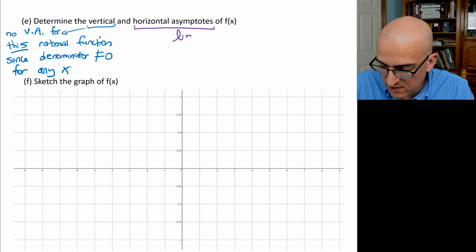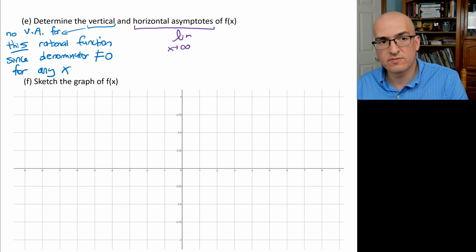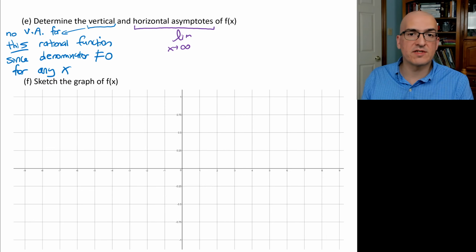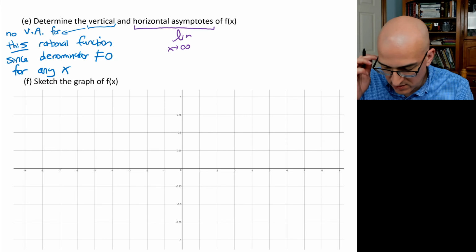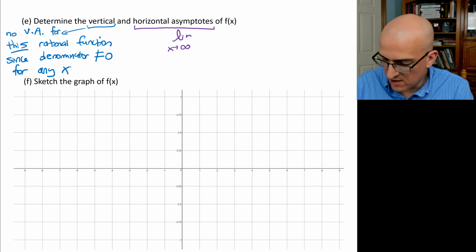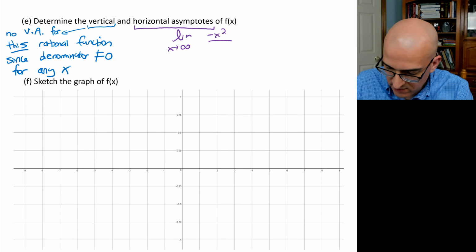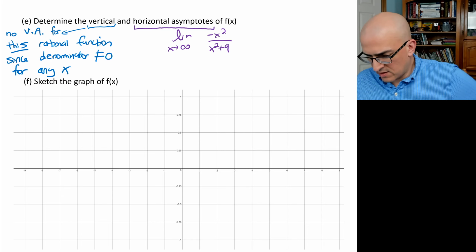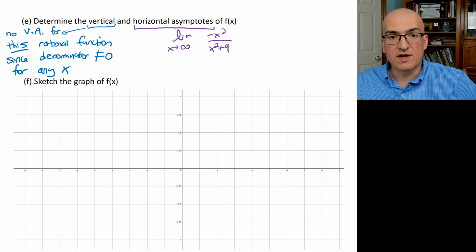Horizontal asymptote comes from a limit as x approaches infinity. So, limit as x approaches positive infinity. It works out that for this function, the minus infinity limit is the same. When x approaches infinity of negative x squared over x squared plus 9, this is an infinity over infinity indeterminate form.